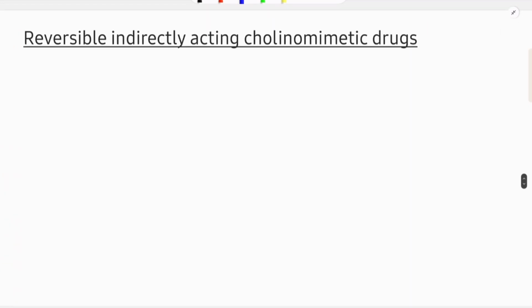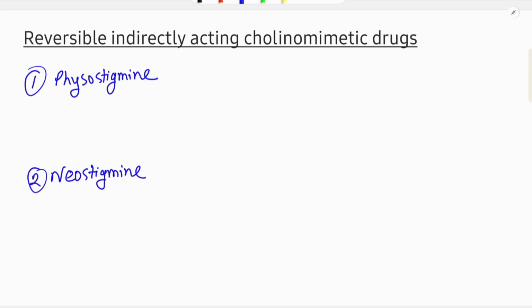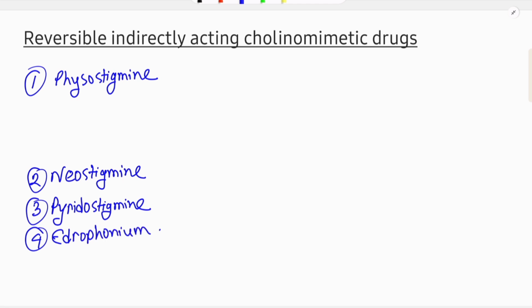We have four drugs here. Physostigmine. The second drug is neostigmine. Third drug is pyridostigmine, and fourth drug is edrophonium. So the four drugs are physostigmine, neostigmine, pyridostigmine, and edrophonium. At first we will discuss physostigmine.